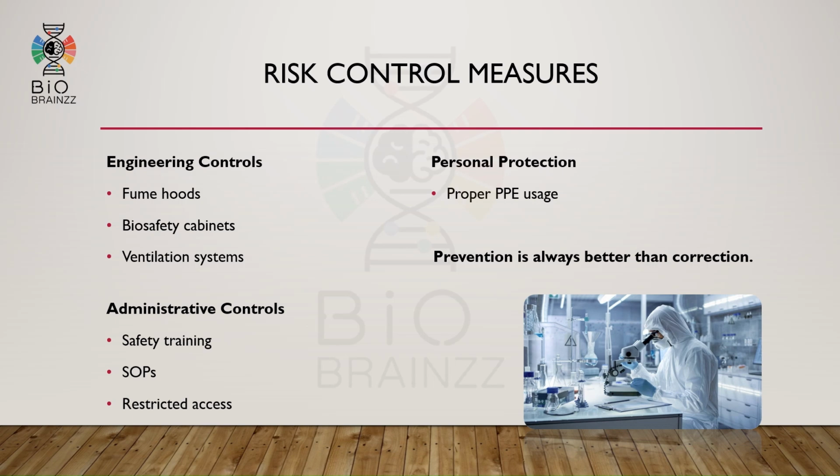After identifying risk, laboratories apply control measures. These may include engineering controls like fume hoods and biosafety cabinets, administrative controls such as training and SOPs, and personal protective measures through proper PPE usage. The main goal is to reduce risk as much as possible before an accident occurs. That is why prevention is always better than correction.